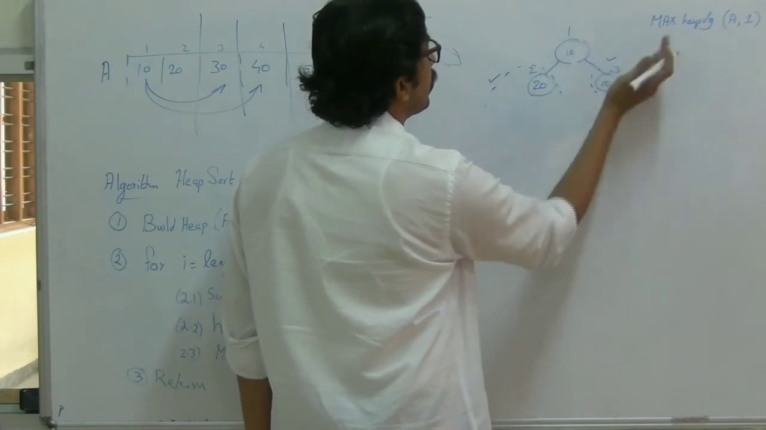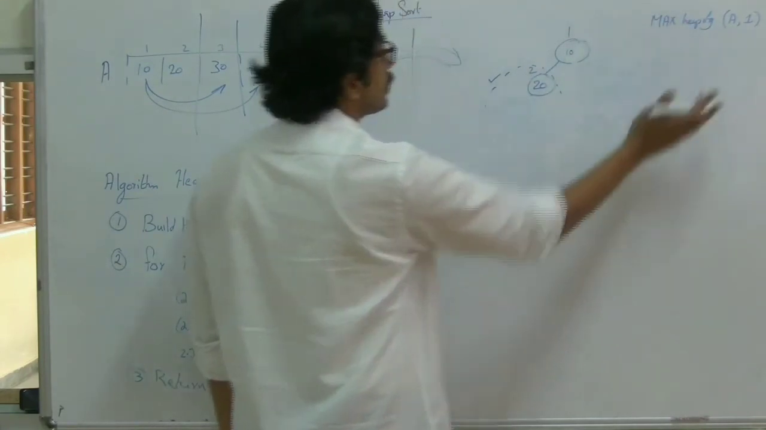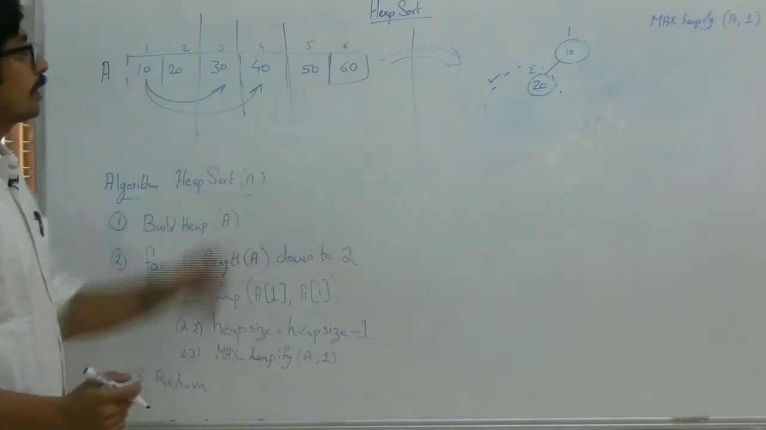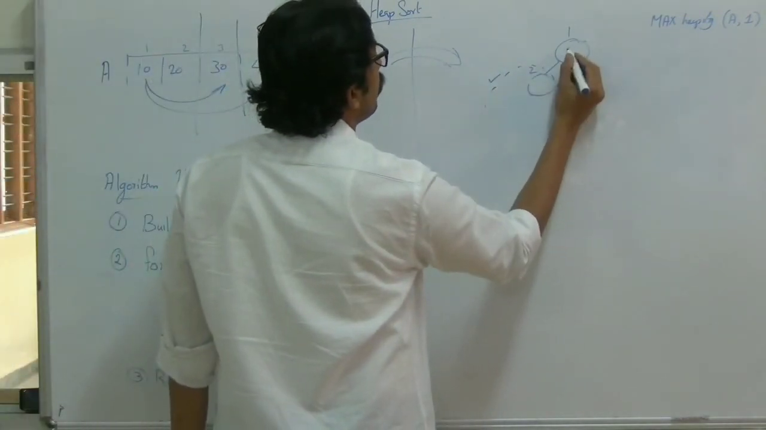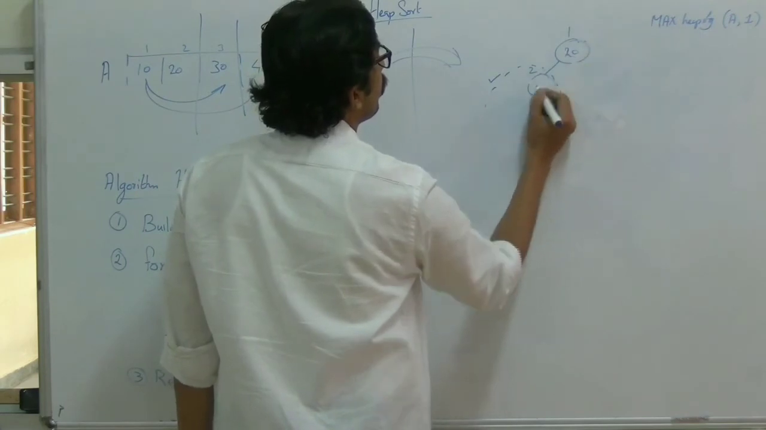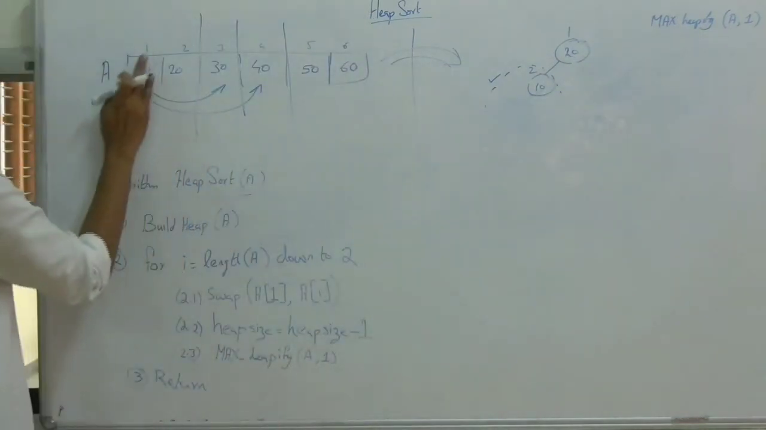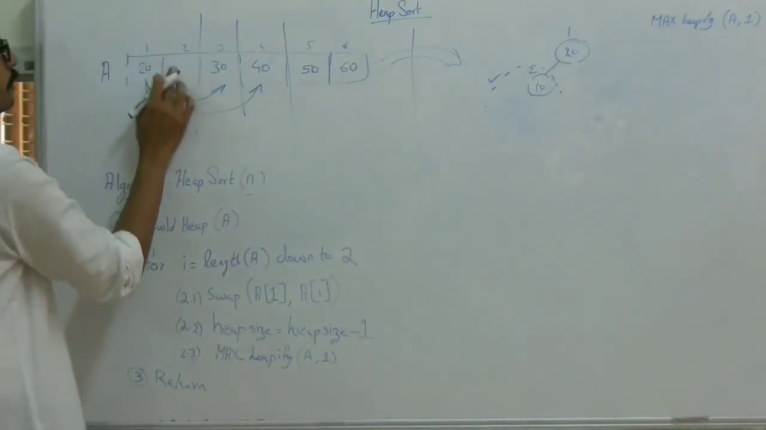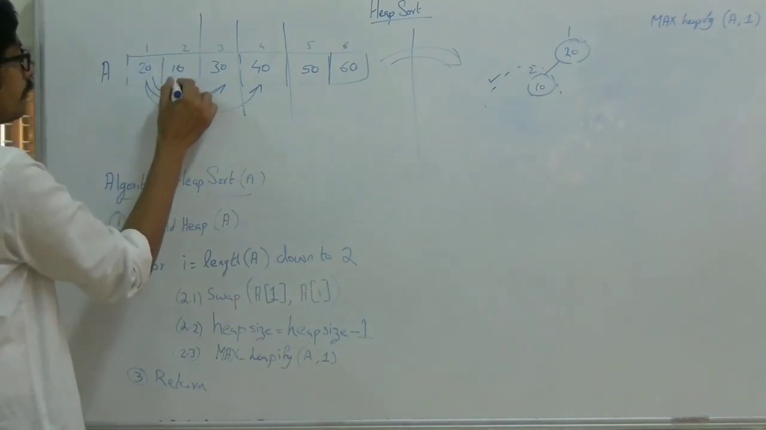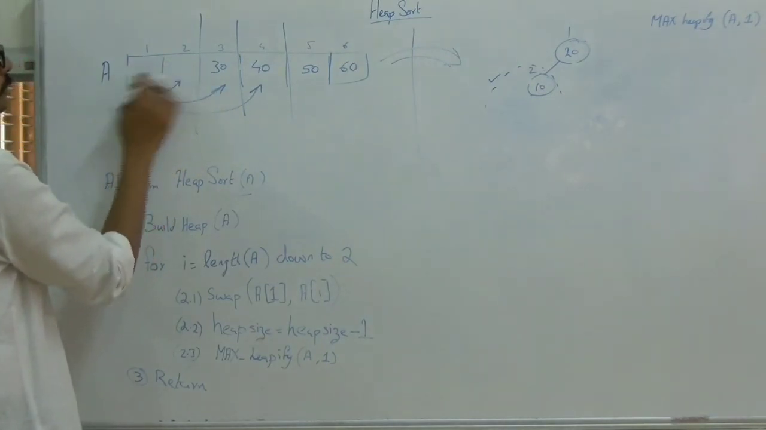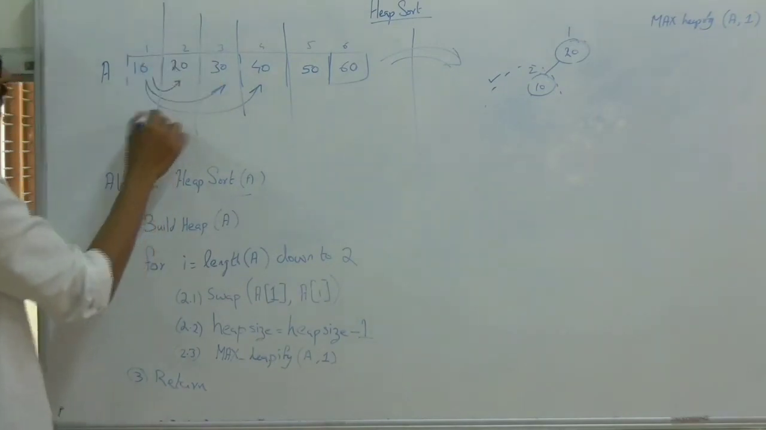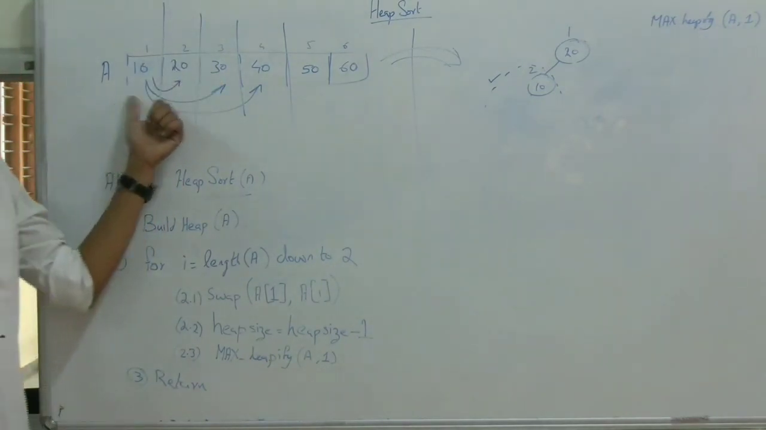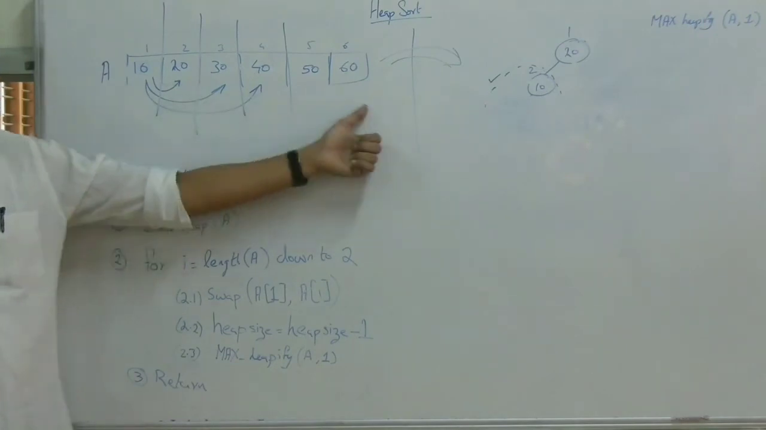So 10 will be here. We will discard this node. Again we will call max heapify on 10. So 20 will be over here, 10 will be over here. Again we need a swap. So 20 will be coming over here, 10 will be over here. This much is sorted, which means our array is already sorted.